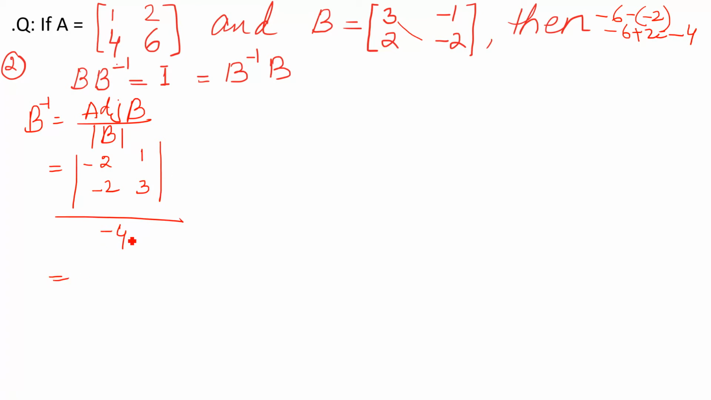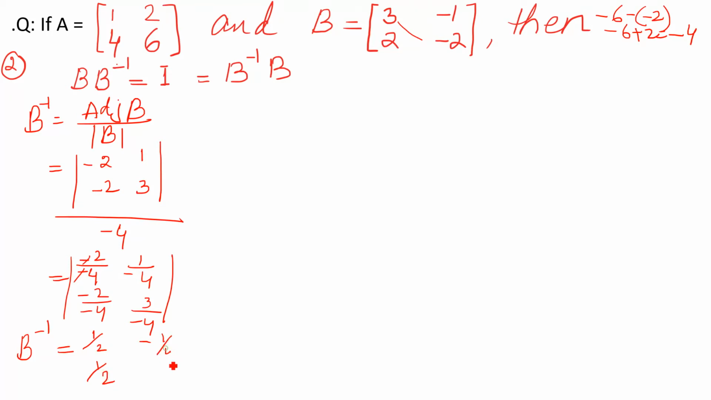It means this minus 4 has to divide all these entries. It will be minus 2 over minus 4, 1 over minus 4, minus 2 over minus 4, and then 3 over minus 4. If we further simplify it, this B inverse will be equal to, this will cancel out, 1 over 2, 1 over 2, negative 1 over 4, negative 3 over 4. This is the B inverse.